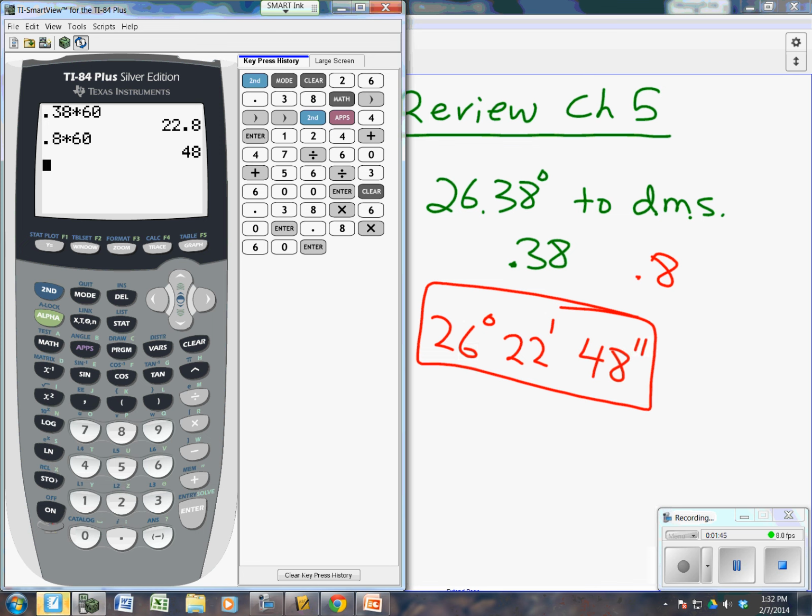It is on the calculator. Let me show you how to do it on the calculator. 26.38, you go to the angle menu right there. See the apps button? You go second, apps, and it's number 4, DMS. Hit enter. There's your answer. So you can do it either way. The second way is cheating, though. All right, you can do it the second way if you want.